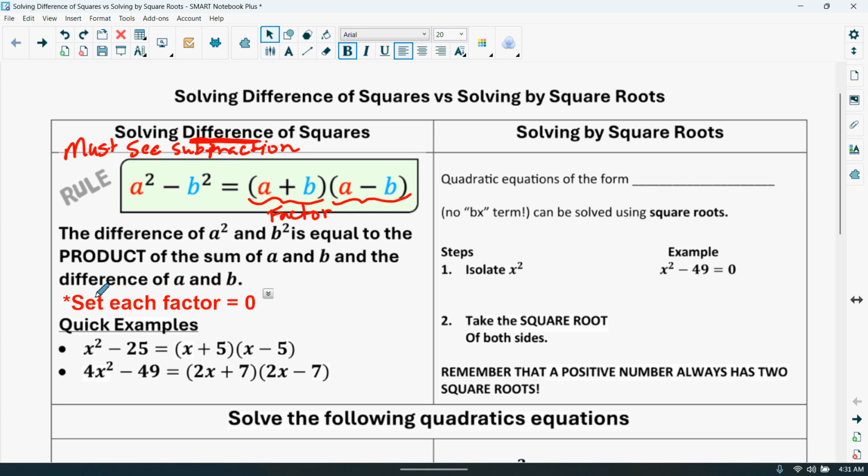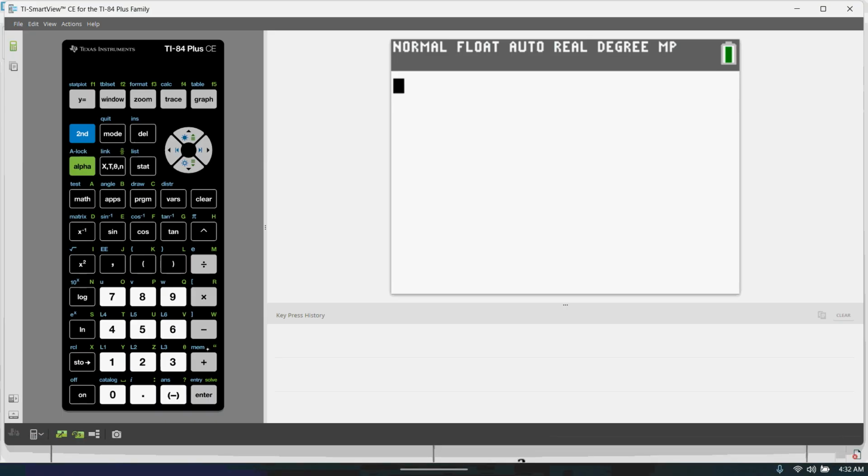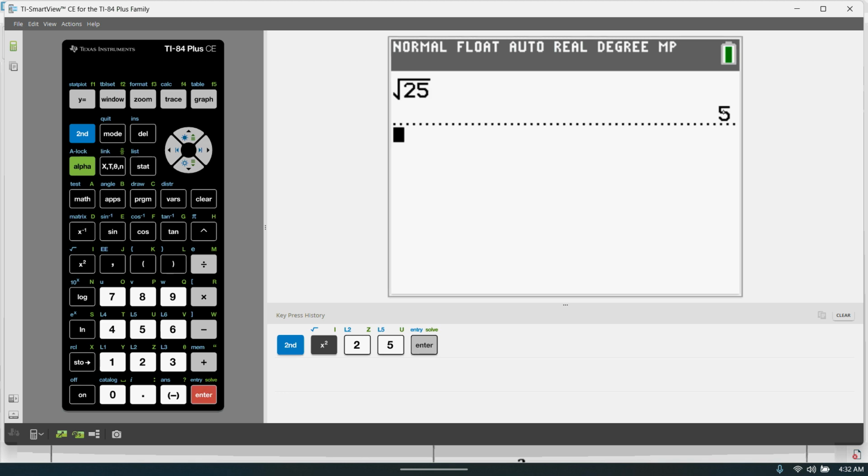Okay, so here's a quick example. We have x squared minus 25. I know the square root of 25. The square root of any variable to the power of 2 is just going to be that variable. The square root of 25 is 5. And if for some reason you forgot that, you could always check to see if it's a perfect square by doing second and then x squared, and then put the number underneath that square root. It's called the radical symbol. Hit enter, and if it comes out to be a whole number, then it's a perfect square. If you get a decimal, then you can't use this shortcut at all.